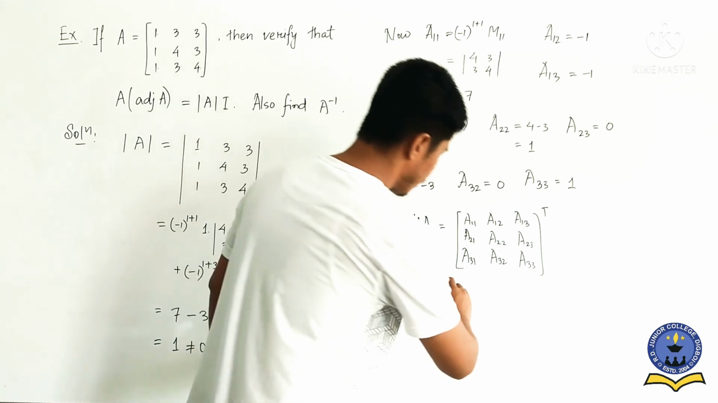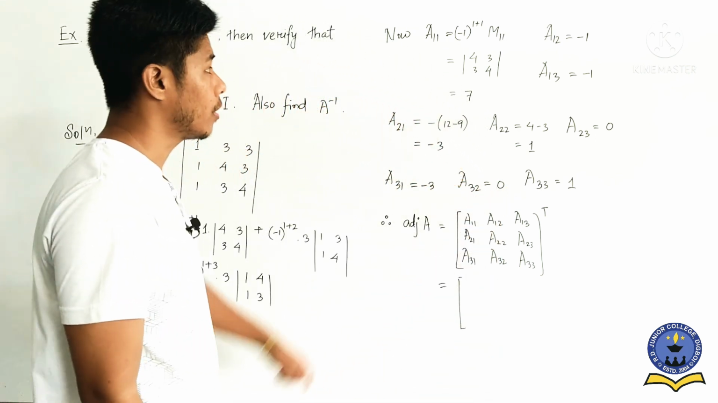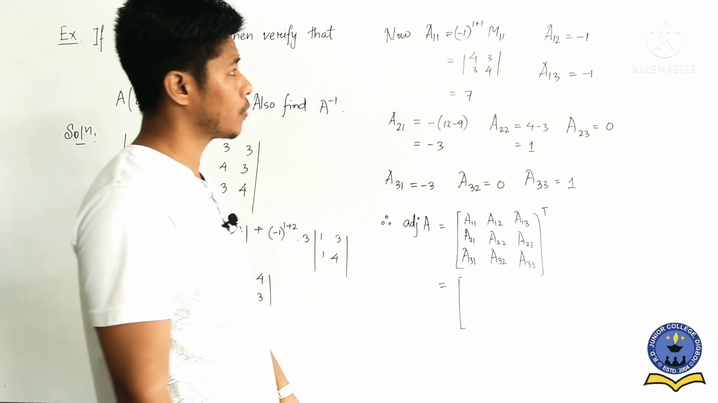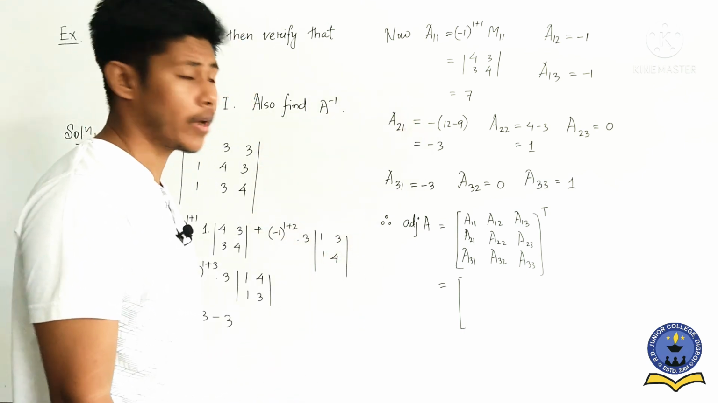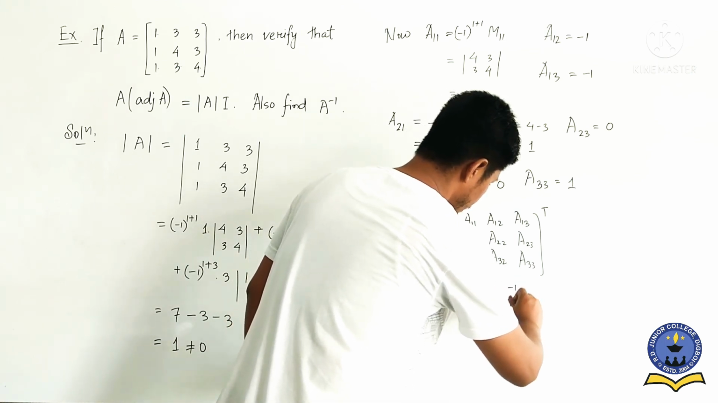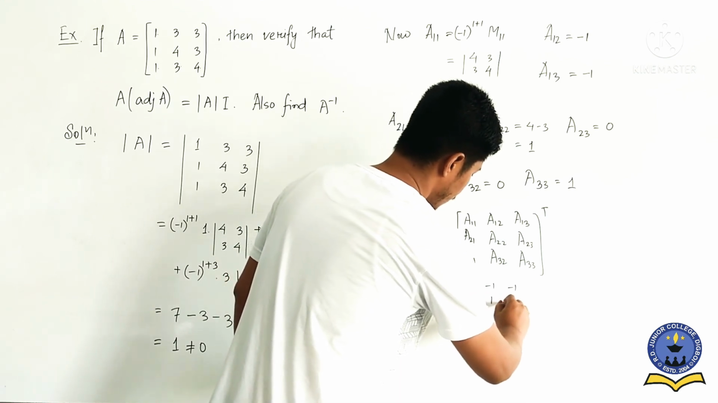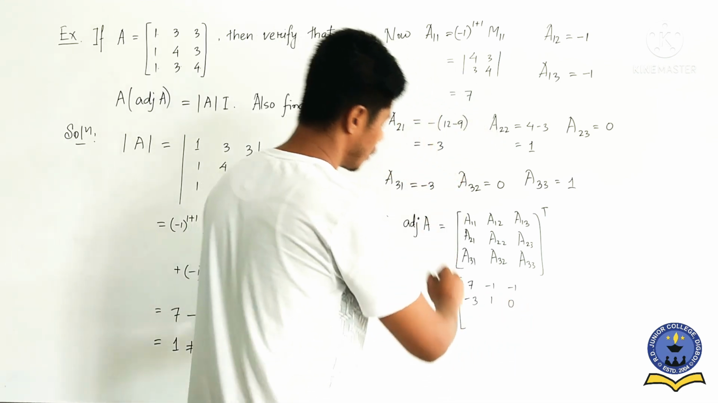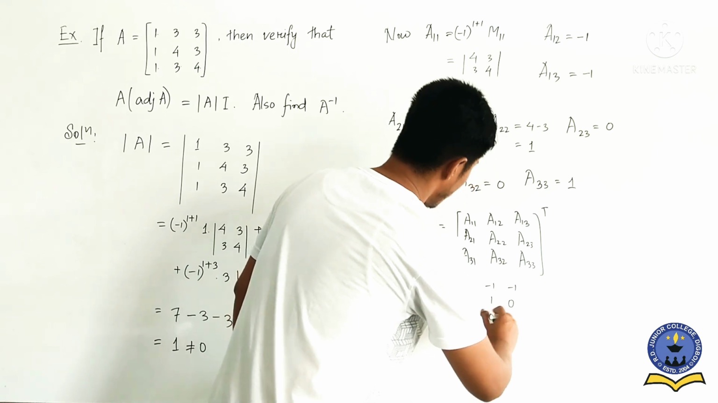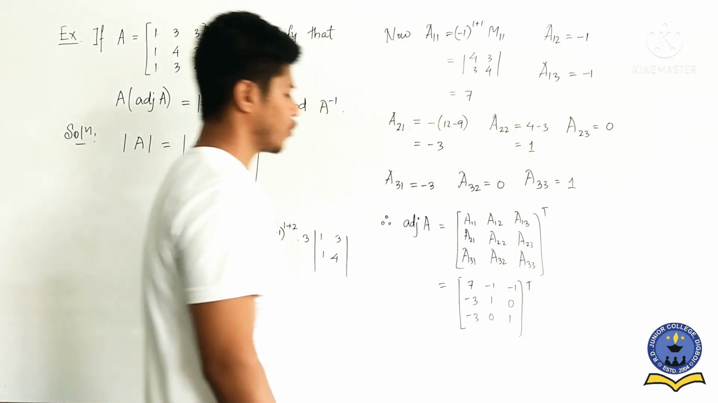So each and every value if you put here, so already we found out this A11, A12, A13. So A11 is what? 7, A12 is what? Minus 1, and A13 is what? Minus 1. So if we put these results here: minus 1, minus 1, minus 1, second one is minus 3, 1, 0, and the last one is minus 3, 0, and then 1. These are the results, and this result we have to transpose.